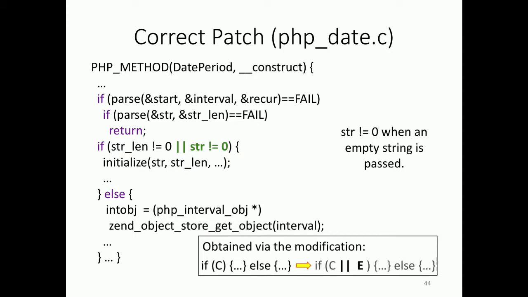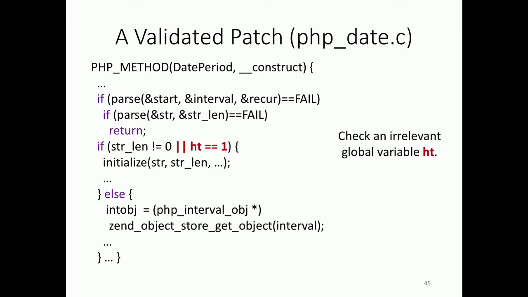Now the key question is whether this is the only patch in the search space that can pass the test cases. So unfortunately, we have other valid patches. Here's an example. This patch is generated with the same modification rule. It checks the irrelevant global variable, ht.